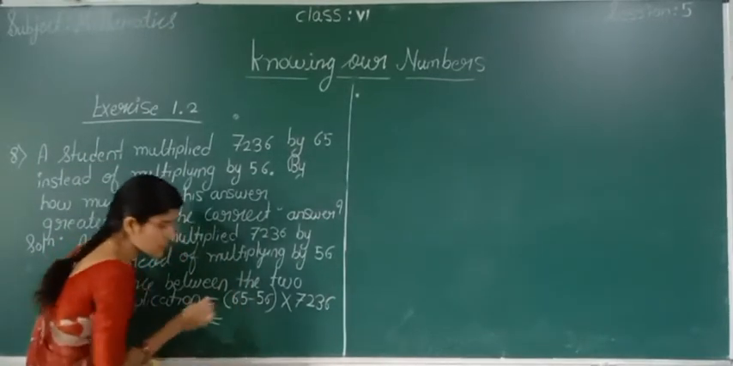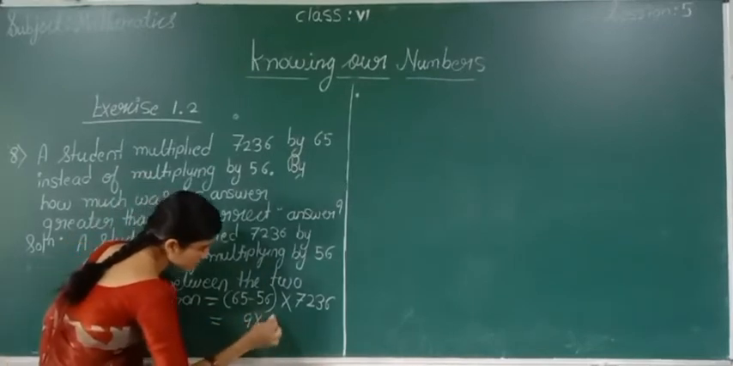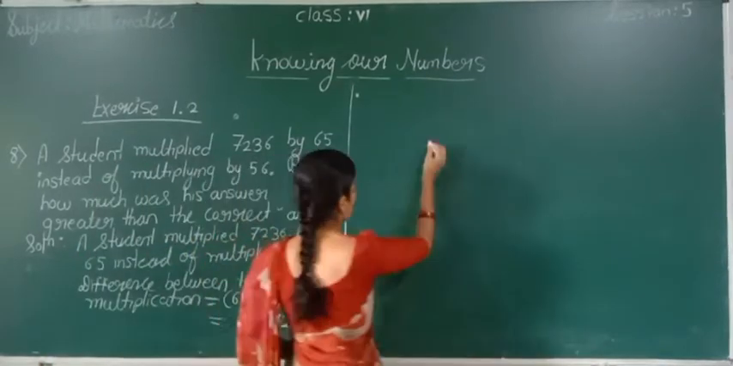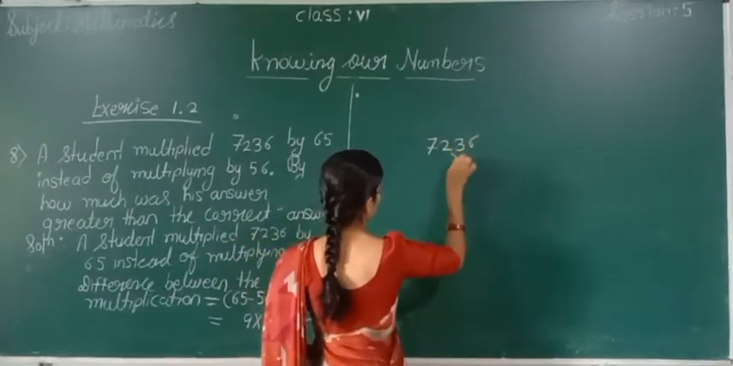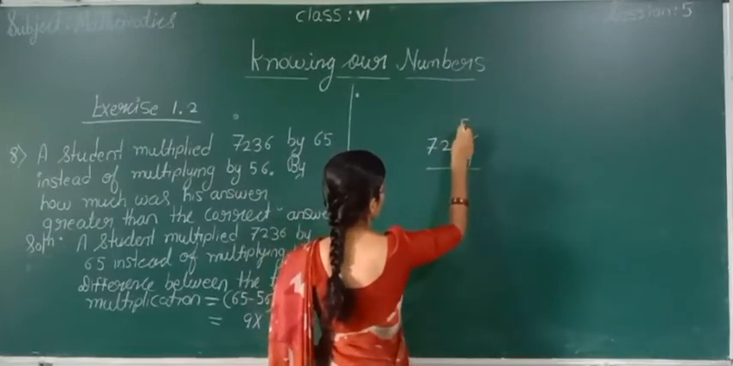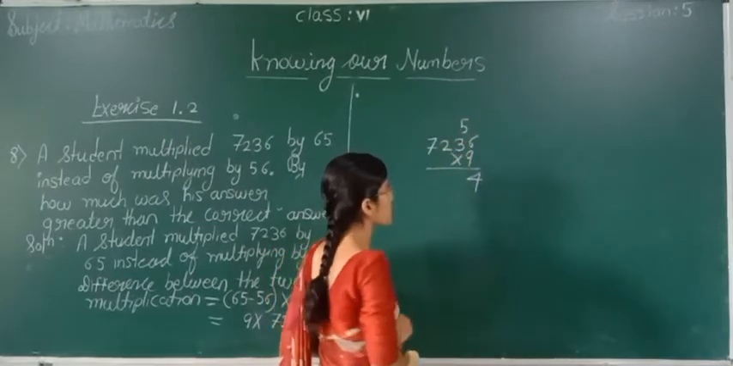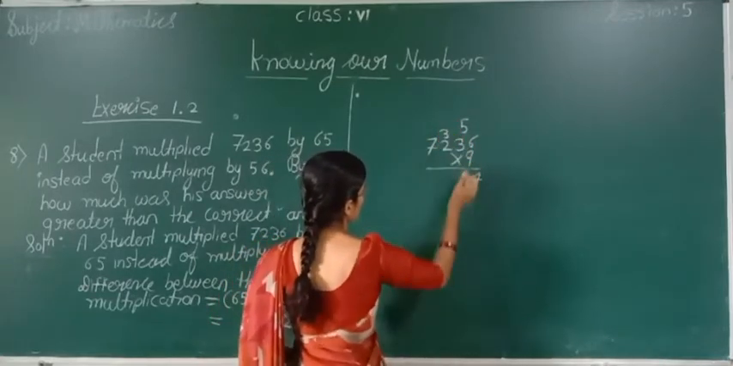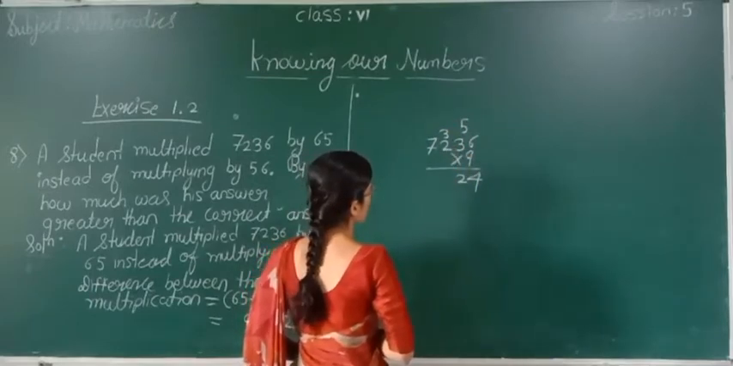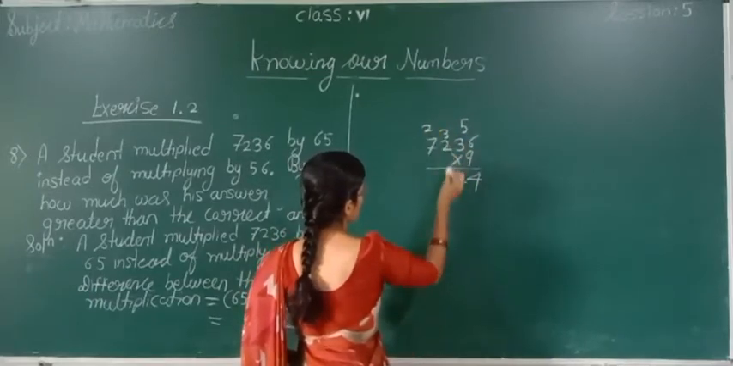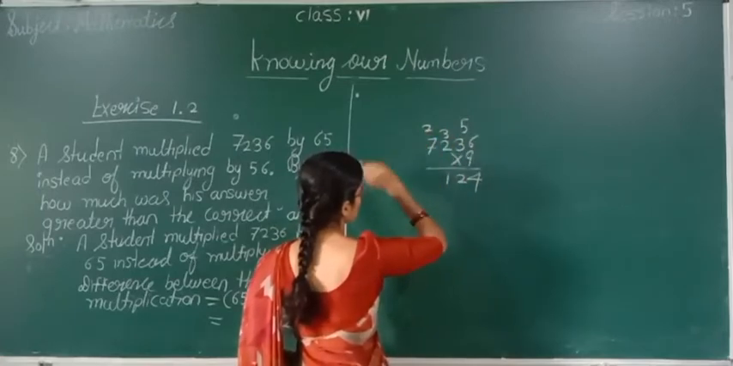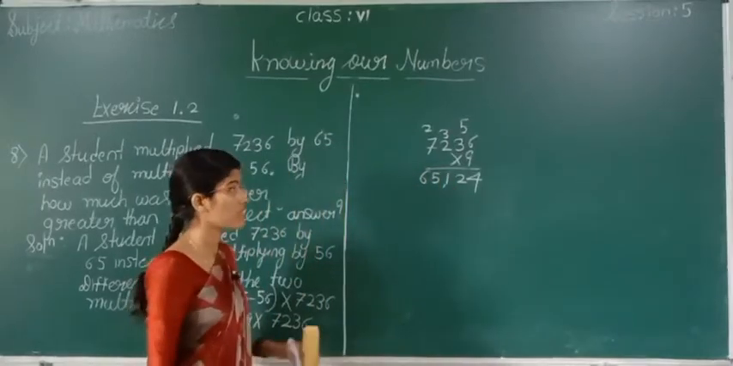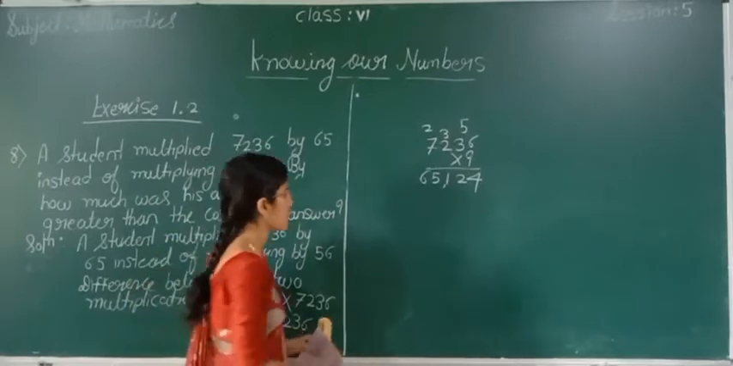What is 65 minus 56? It is 9. 9 into 7236. Now we will multiply this. 7236 into 9. 9 6s are 54. 9 3s are 27, plus 5 is 32. 9 2s are 18, plus 3 is 21. 7 9s are 63, plus 2 is 65. What answer did we get? 65,124.